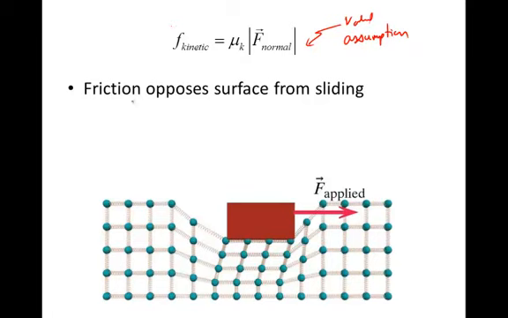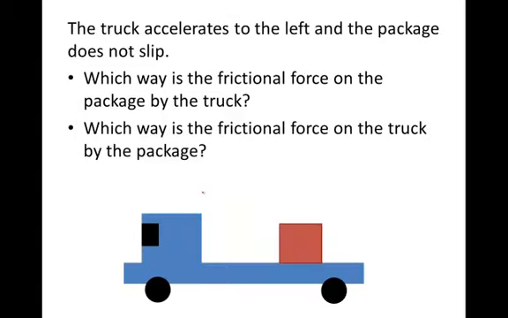Now, this frictional force is always going to oppose surfaces from sliding. You want to be careful because you sometimes get in the mindset that friction opposes motion, but you have to say motion of what with respect to what. So in this case here, you're pushing on the block, trying to move it to the right. So in that case, it's pretty clear that the frictional force is trying to oppose you in the direction that you're moving. But let's look at a little bit more complicated situation.